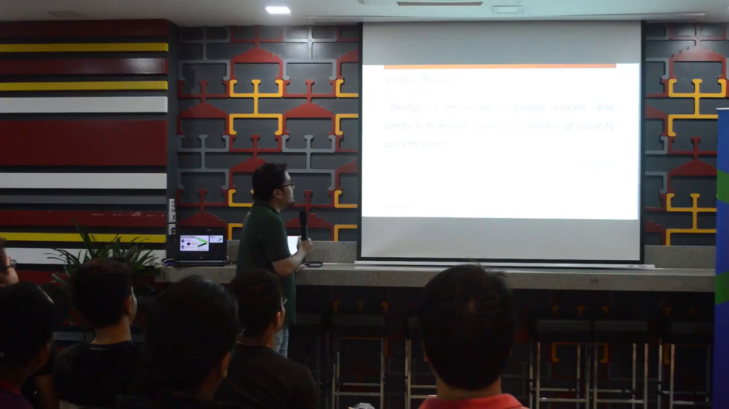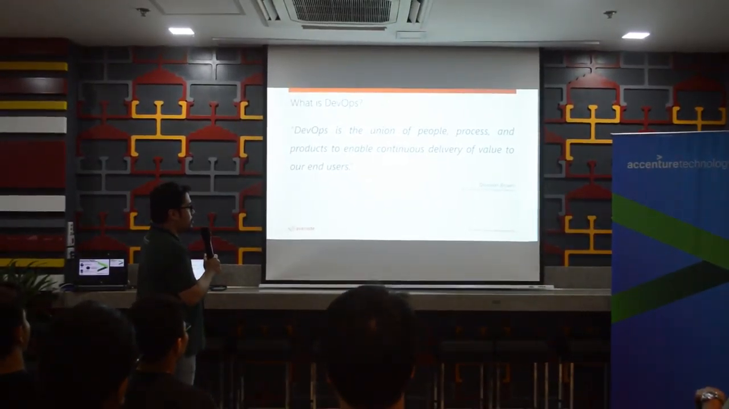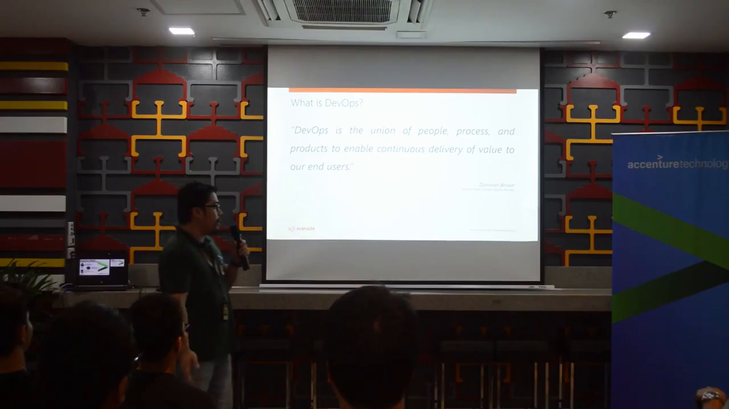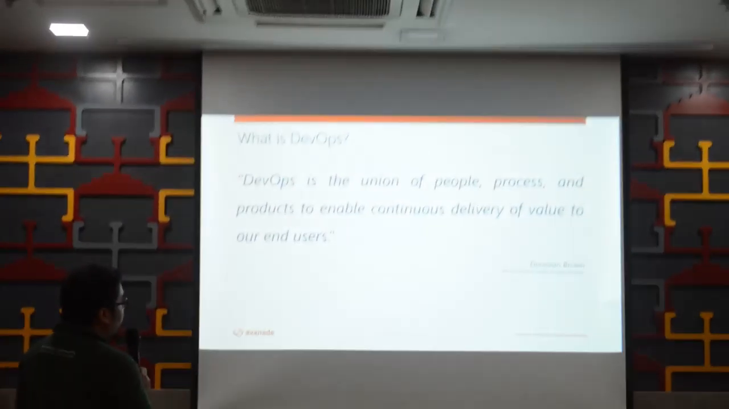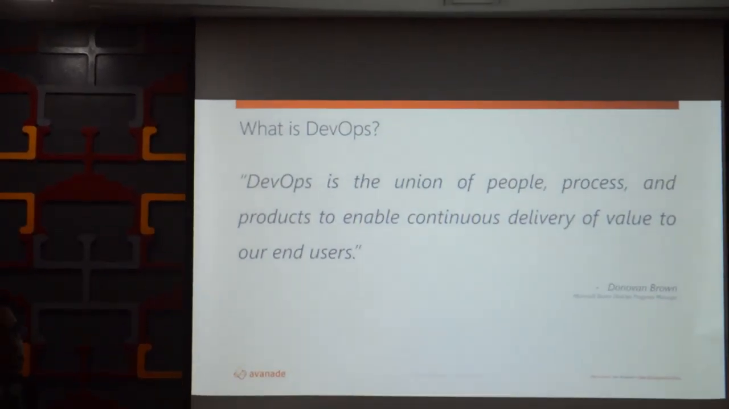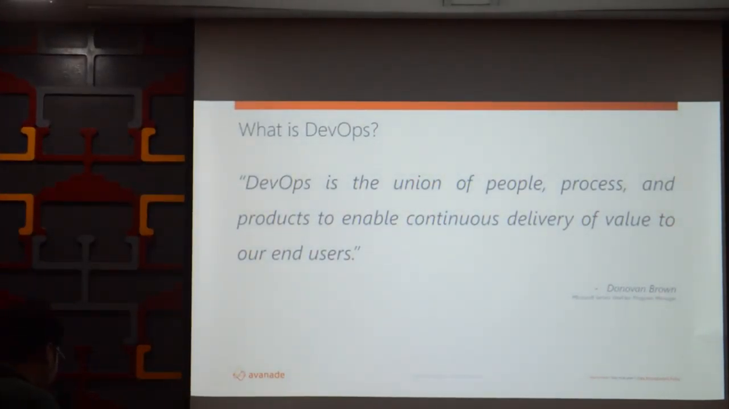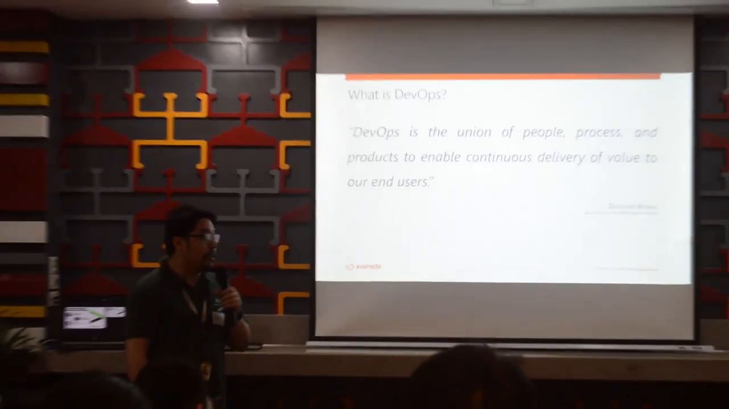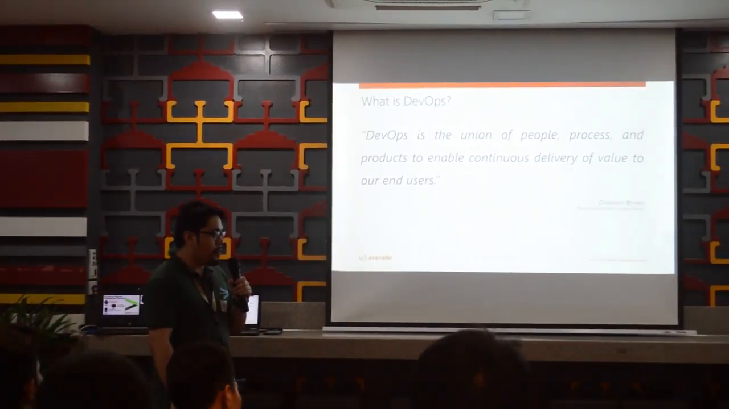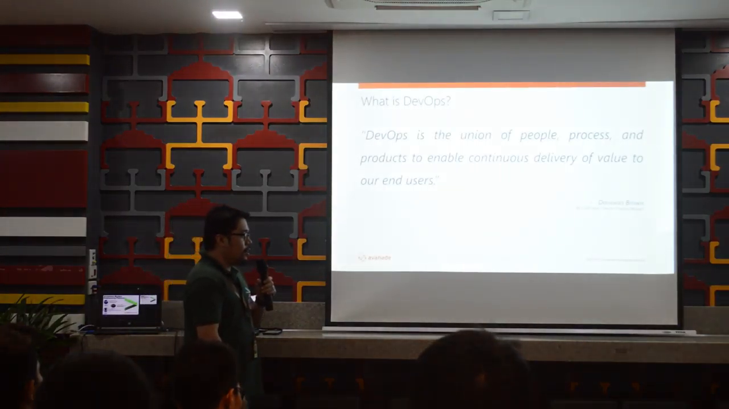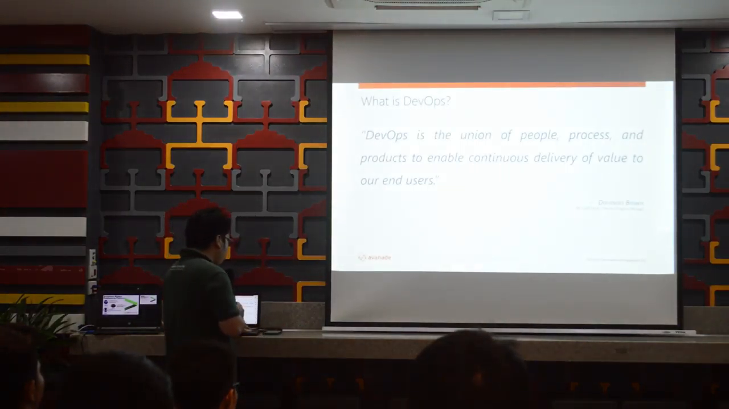So what is DevOps? This is a very good definition by Mr. Donovan Brown from Microsoft. He says that DevOps is the union of people, process, and products to enable continuous delivery of value to our end users. So again, as the Microsoft capability, it is our goal to create assets and to enable the delivery team with these assets, so that it will have a faster delivery in the delivery teams.